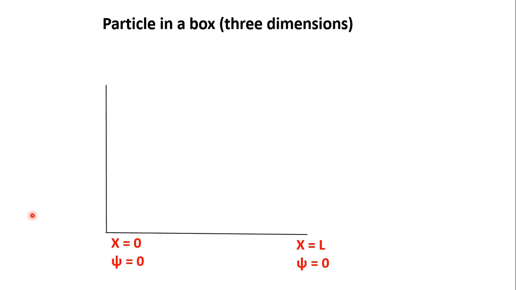The other axis is the y-axis. The two boundaries are y is equal to 0 and y is equal to L. When y is equal to 0, psi is equal to 0. When y is equal to L, psi is equal to 0. Because of the boundaries, we cannot find the particle.